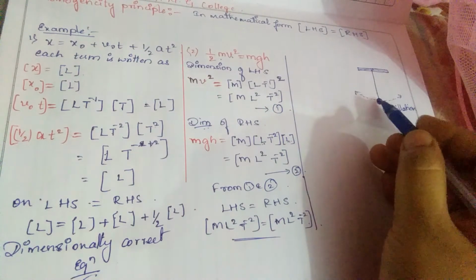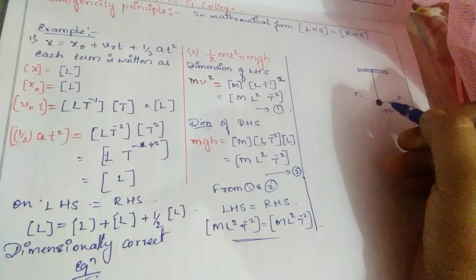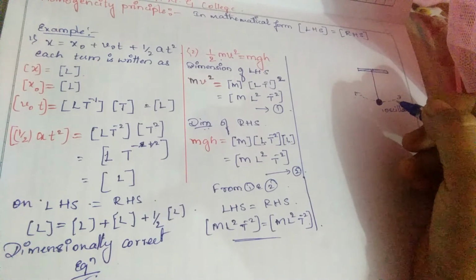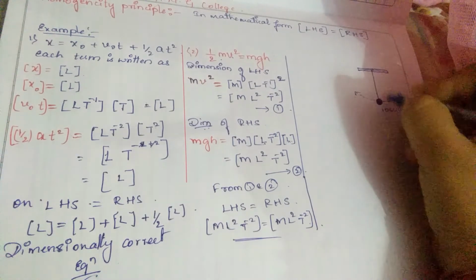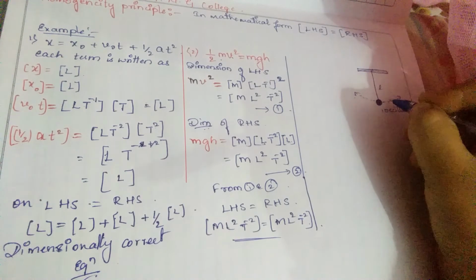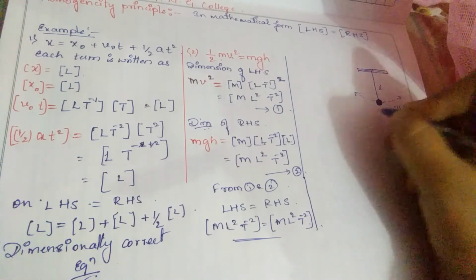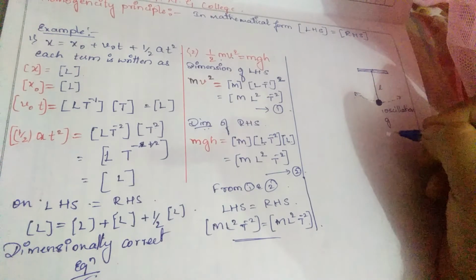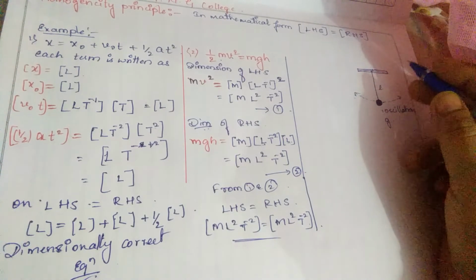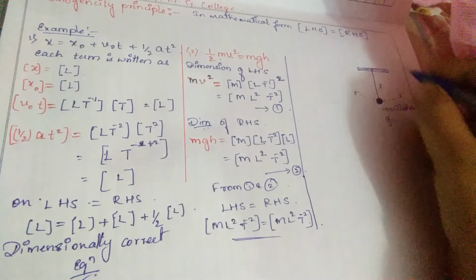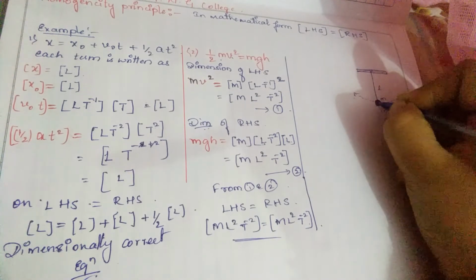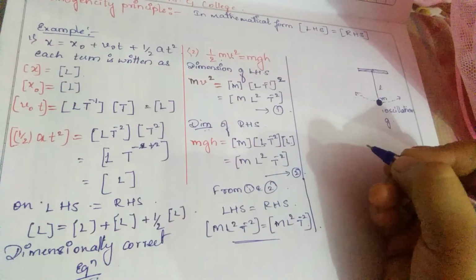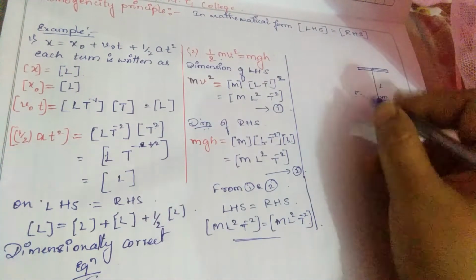Okay, so in this case you have to find the time period. The time period depends on the length of the wire and the acceleration due to gravity. Because of gravity it oscillates, so that is g. And the next one is the mass of the bob. This bob has some mass. So here the time period depends on these three quantities.